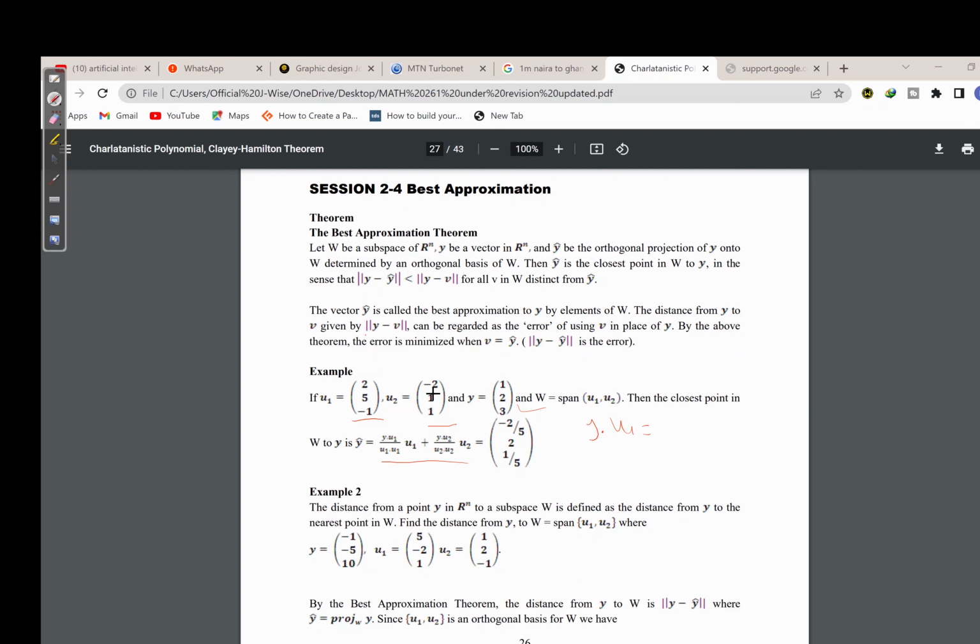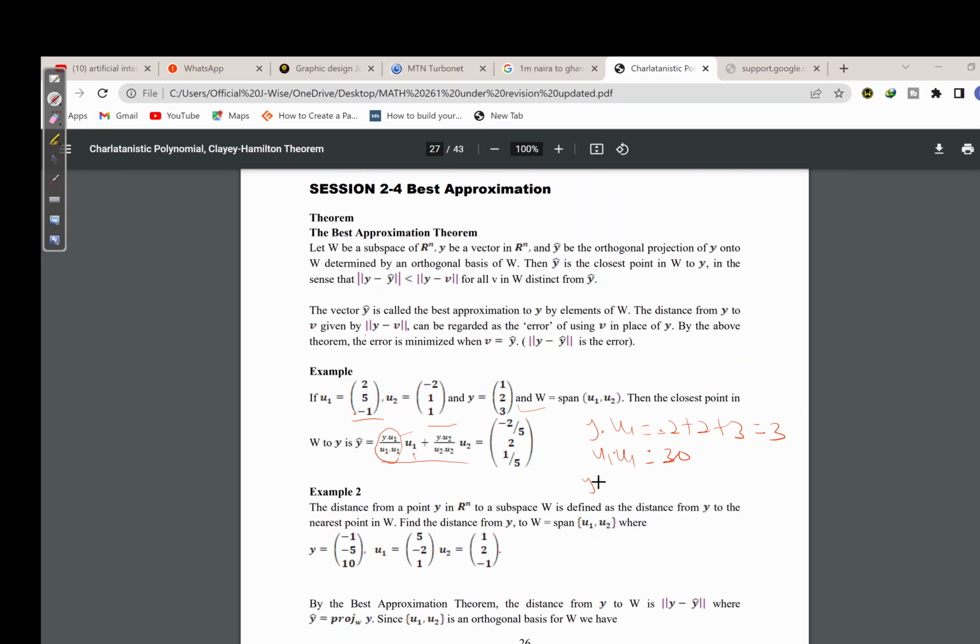Okay, so y dot u1 is given by 2 times 1 is 2, 5 times 2 is 10, negative 1 times 3 is -3. Then also find u1 dot u1. u1 dot u1 is given by 2 squared plus 5 squared plus negative 1 squared, which is 4 plus 25 plus 1, which is 30. Then you can substitute y dot u1 and u1 dot u1 here, then you multiply by vector u1.